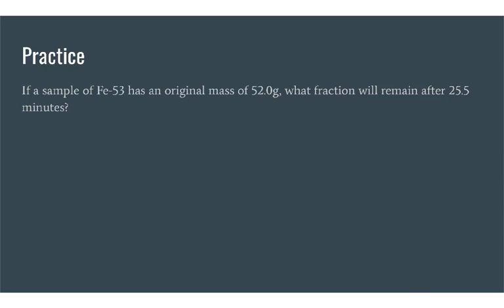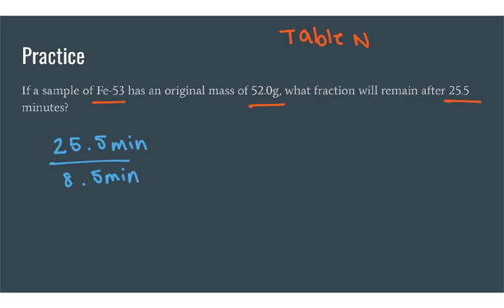Okay, so let's, again, take a look at a practice one using iron 53 with an original mass of 52 grams and after 25.5 minutes. Remember, you can find your half-lives in your reference table. So pause and work on this one. All right, so same thing. We're going to take the time that's passed. 25.5 minutes has elapsed. And the half-life for iron 53 is 8.5 minutes. So this is giving us 3 half-lives.